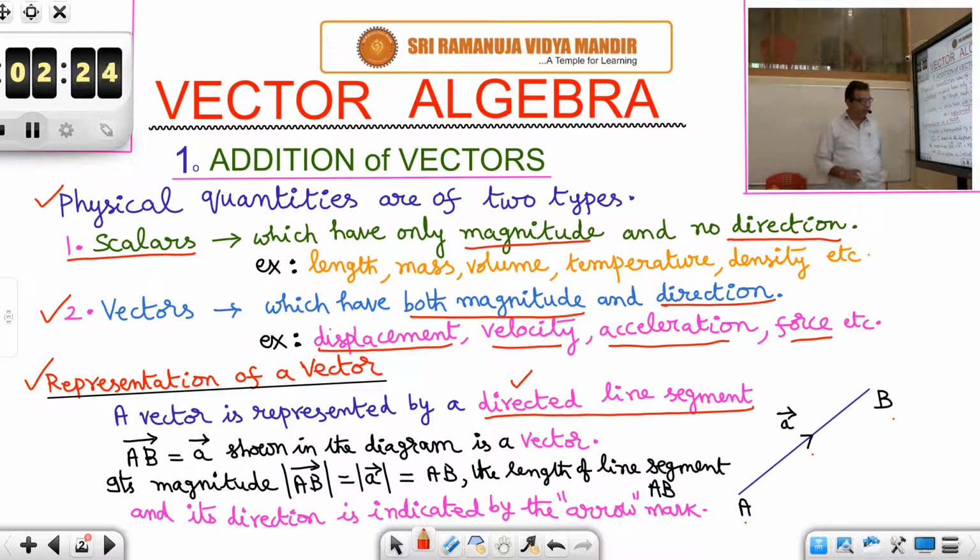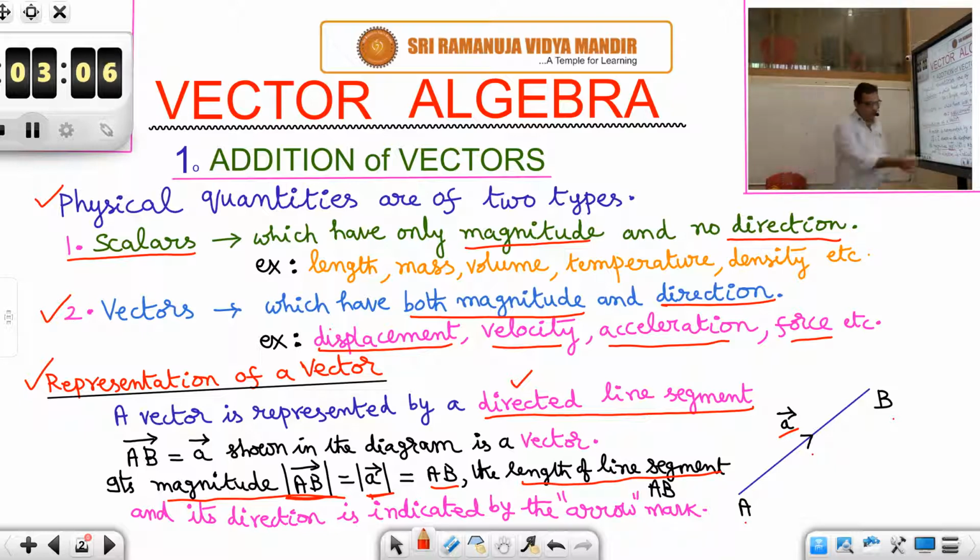So a vector has two quantities, is it not? Magnitude and direction. Magnitude is represented by the length of the line segment AB. It is indicated like this: AB bar is a vector, mod AB bar means magnitude of the vector AB bar. AB bar is represented by small a bar. So mod of a bar, that is magnitude of a bar, is nothing but the distance between the 2 points A and B. If the distance between A and B is more, the magnitude is more. If it is less, then the magnitude is less. So the length of the line segment will indicate the magnitude.